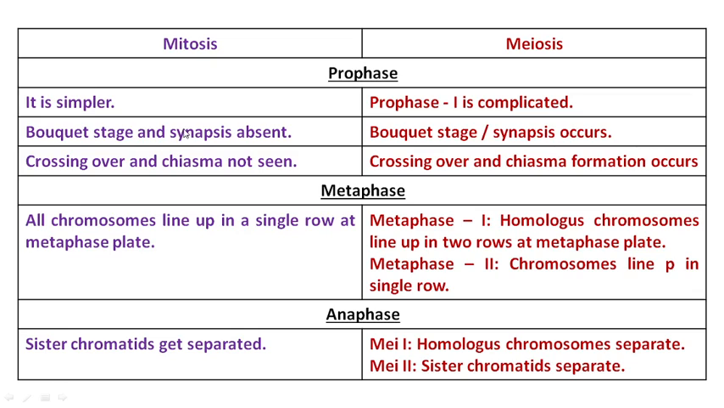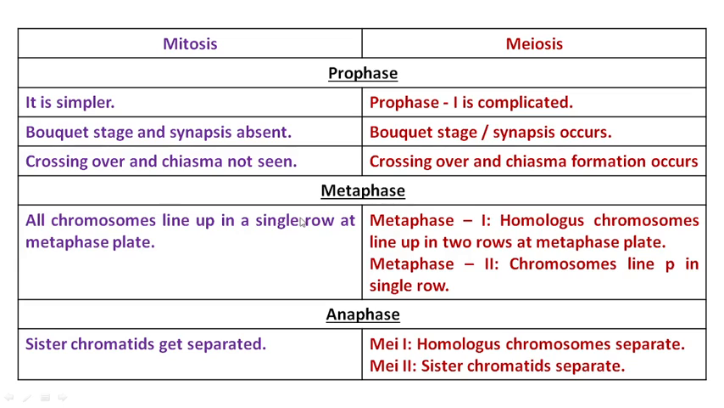Here, the bouquet stage and the synapsis and all of that is absent. The homologous chromosomes never even meet each other in mitosis. While here, the synapsis occurs and the homologous chromosomes do get sewn together. Then in mitosis, the crossing over and chiasma is not seen. In meiosis, crossing over is seen.